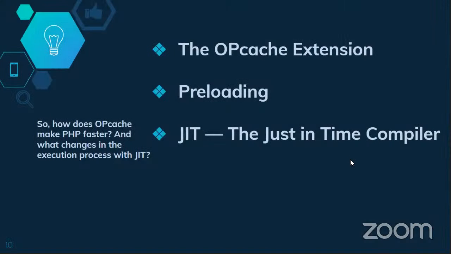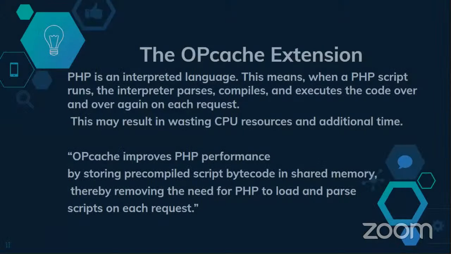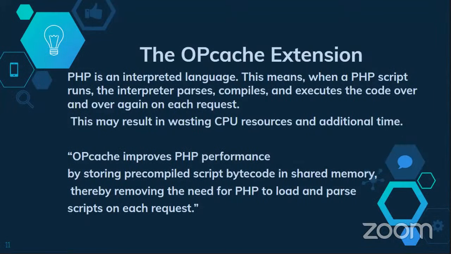So how does OP cache make PHP faster, and what changes in the execution process with the just-in-time compiler? So there are three things. We have the OP cache extension, we have the preloading, and we have the just-in-time compiler. So these are the changes that make JIT together with OP cache faster. The first one, we have the OP cache extension.